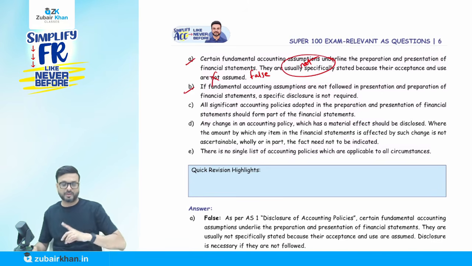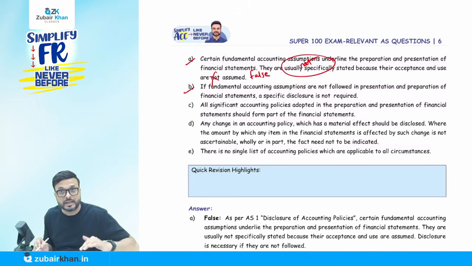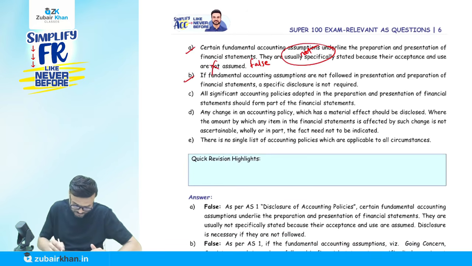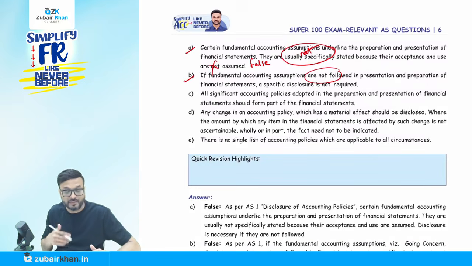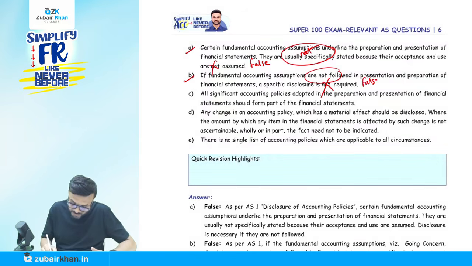Now, if fundamental accounting assumptions are not followed in the presentation and preparation of financial statements, a specific disclosure, they say, is not required. False. If fundamental accounting assumptions are not followed, then we have to specifically disclose it. They say not required; it is required. If we don't follow GCA, we have to disclose it. Therefore, this is also false.